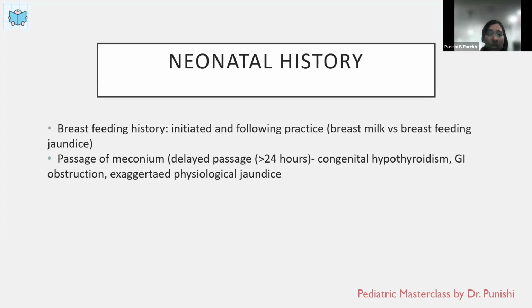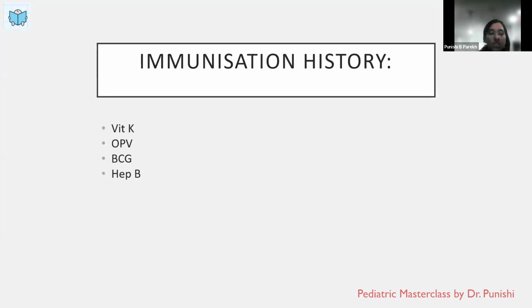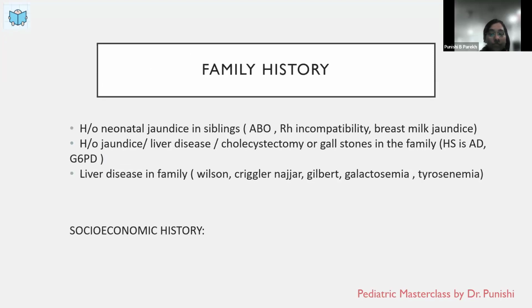Passage of meconium. So like we discussed, if there's delayed passage of meconium, which is more than 24 hours after life, it points towards congenital hypothyroidism, or probable GI obstruction, or exaggerated physiological jaundice. Moving ahead, immunization, this history is very much similar to any other case, nothing specific with respect to newborn jaundice.